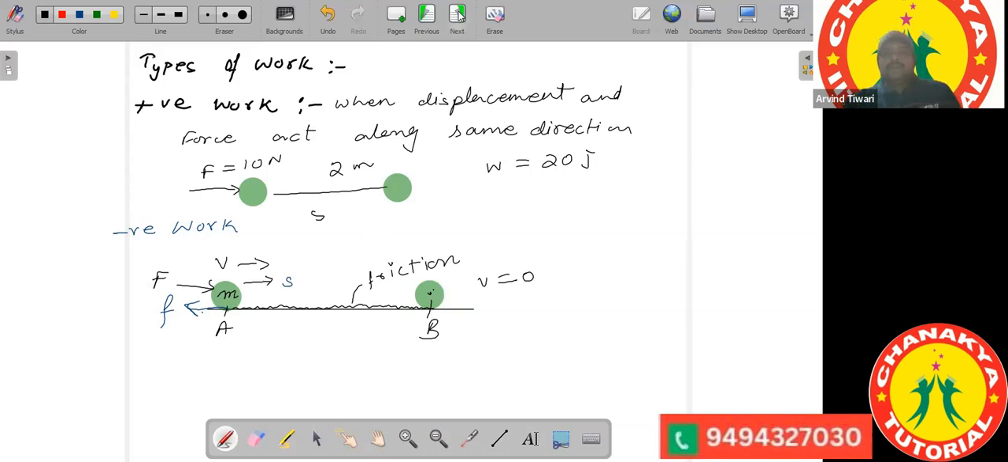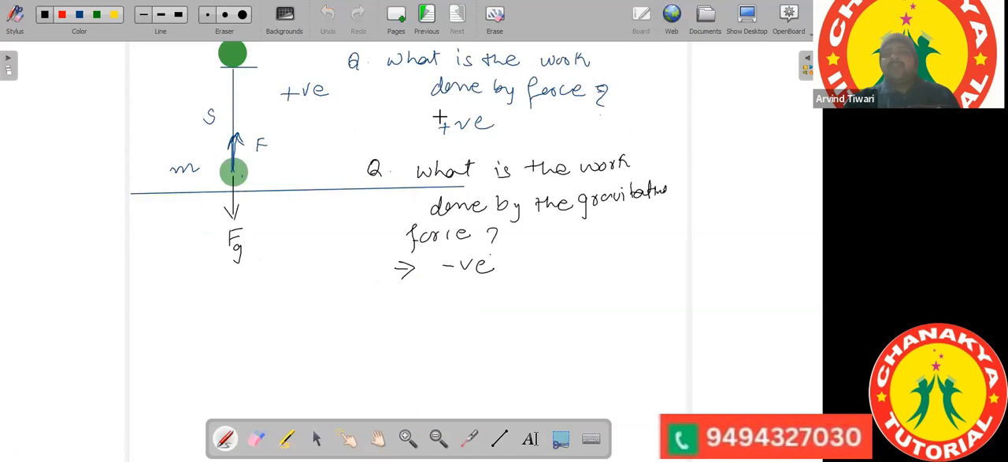Okay, so in this question, we have understood the negative work done. Now, what is zero work done? Let us see, when can we say that the work done is zero? When will we say that the work done is zero?